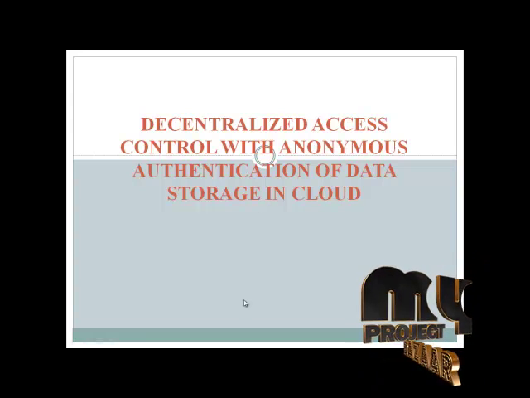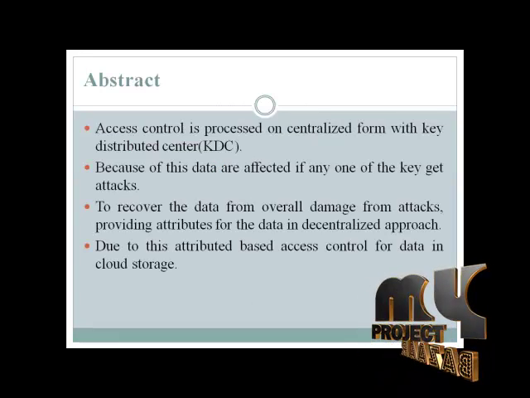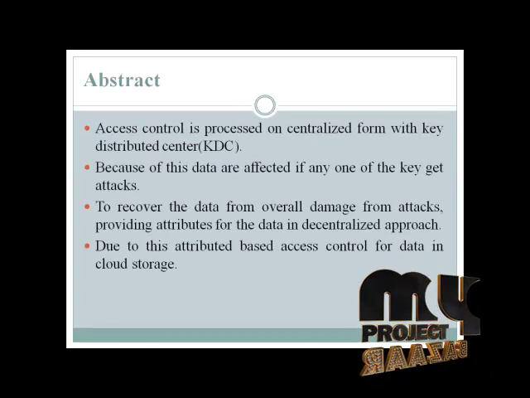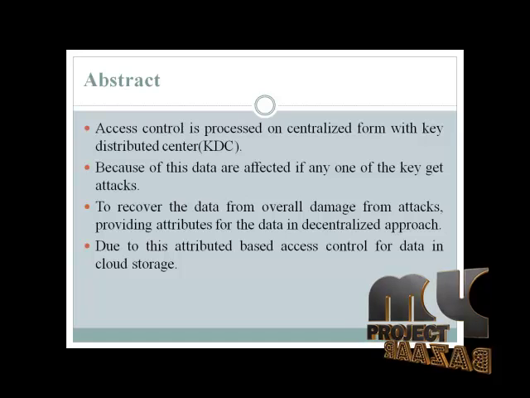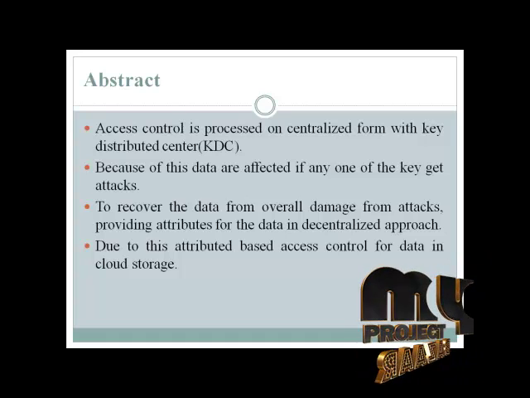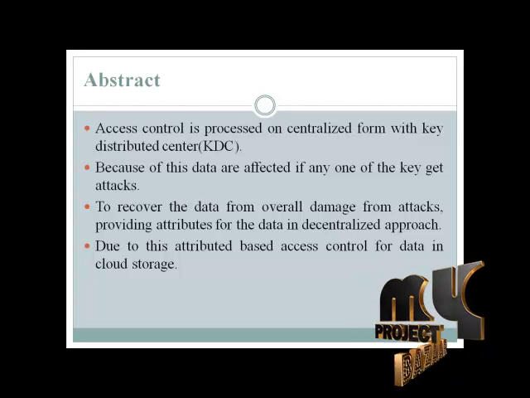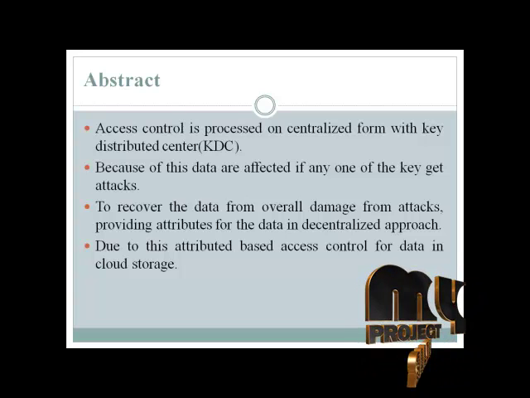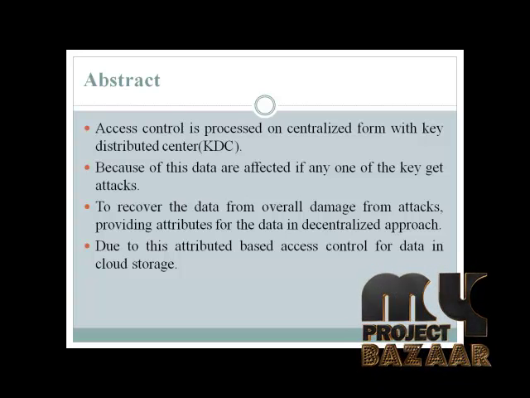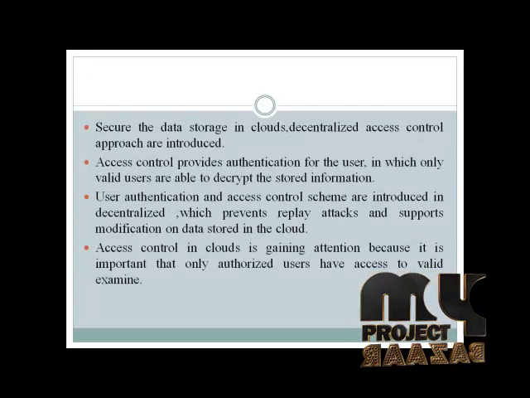Our project title is Decentralized Access Control with Anonymous Authentication of Data Storage in Cloud. The main contribution of the project is that access control is processed in a centralized form with a key distribution center. Because of this, the data are encrypted, but if any of the keys are attacked by attackers, the data must be recovered from the overall damage, providing the attributes for the data in decentralized formations. Due to this, attribute-based access control for data in cloud storage secures the data storage in the cloud.